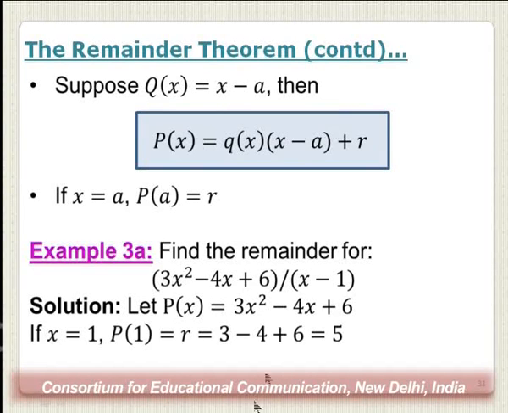Because suppose I was looking at this division operation, let's look at this example 3a, where I'm dividing 3x squared minus 4x plus 6 by x minus 1. Now suppose I'm not interested in the quotient and all I want is the information on the remainder, then all I have to do is just substitute 1 into the main polynomial, which is 3x squared minus 4x plus 6, and by the remainder theorem we'll get the remainder here. So if I substitute x equal to 1 in the polynomial P of x, I get P of 1 is equal to, by the remainder theorem, nothing but the remainder.